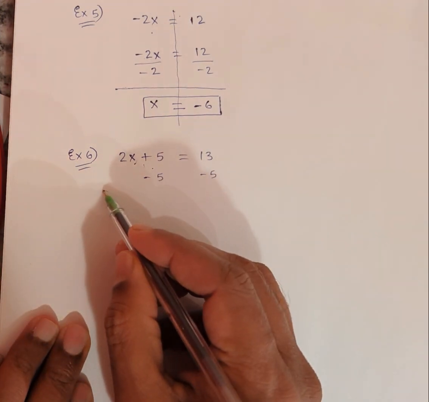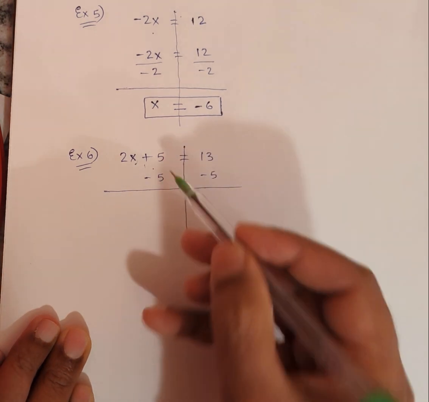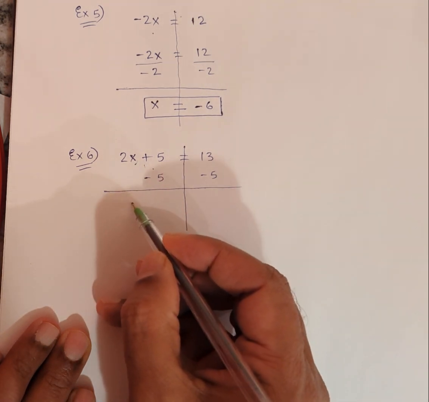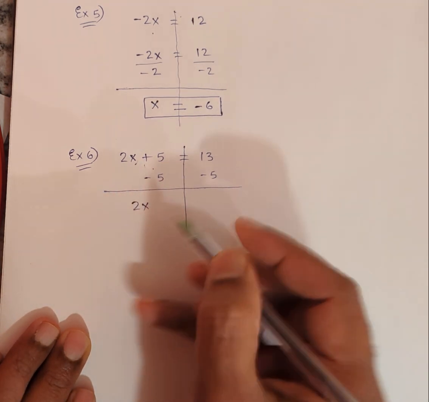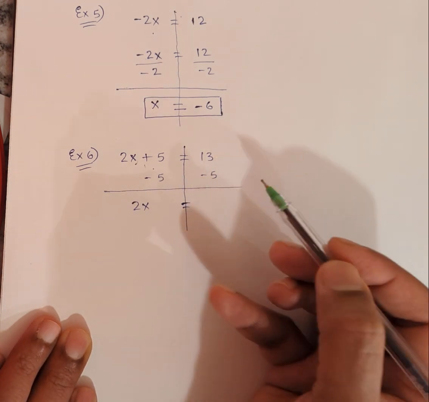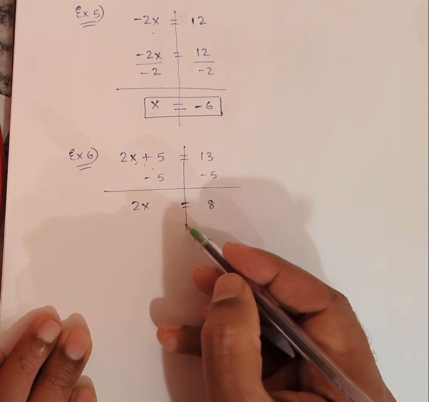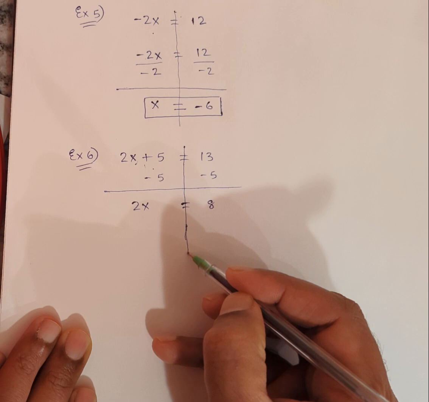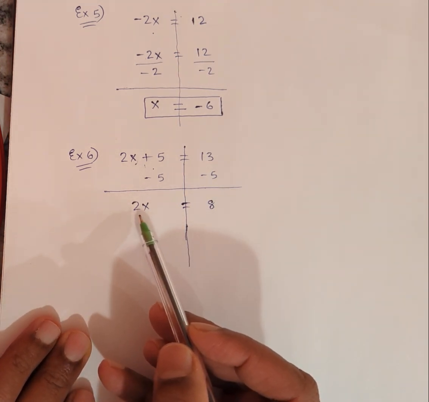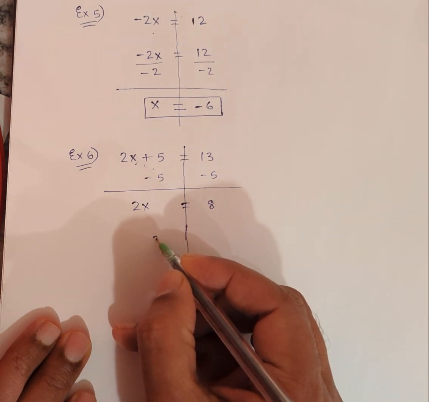So when you do that, what do you get? On the left, the plus 5 minus 5 cancel each other out, but the 2x still remains. So you have 2x on the left, and on the right, you will do 13 minus 5, which is 8. Now notice, after one step, we have not solved for x, because we still have to get rid of this 2. And 2x equals 8, we know what to do.